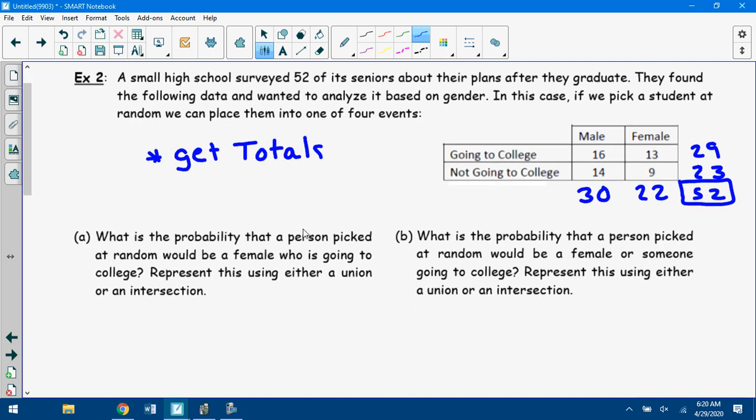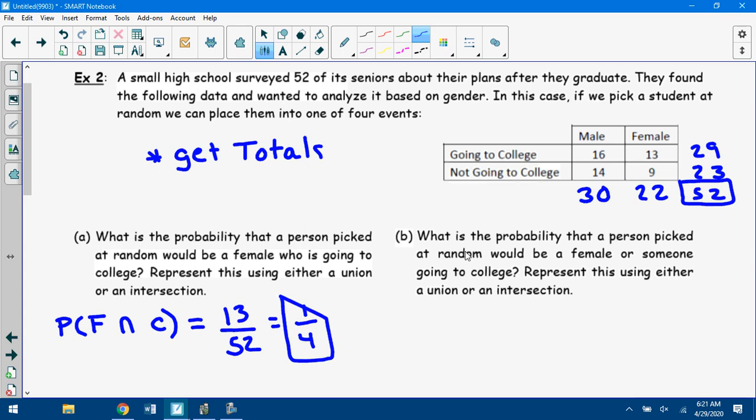What is the probability that a person picked at random would be a female who is going to college? Represent this using either a union or an intersection. So we want a female going to college. Is that a union or an intersection? That's kind of an and. So we're looking for probability of female and college. So I would just look at my table. That's 13. Remember, it's probability, so you've got to say 13 out of the total, 52. And 13 out of 52 is the same as 1/4.